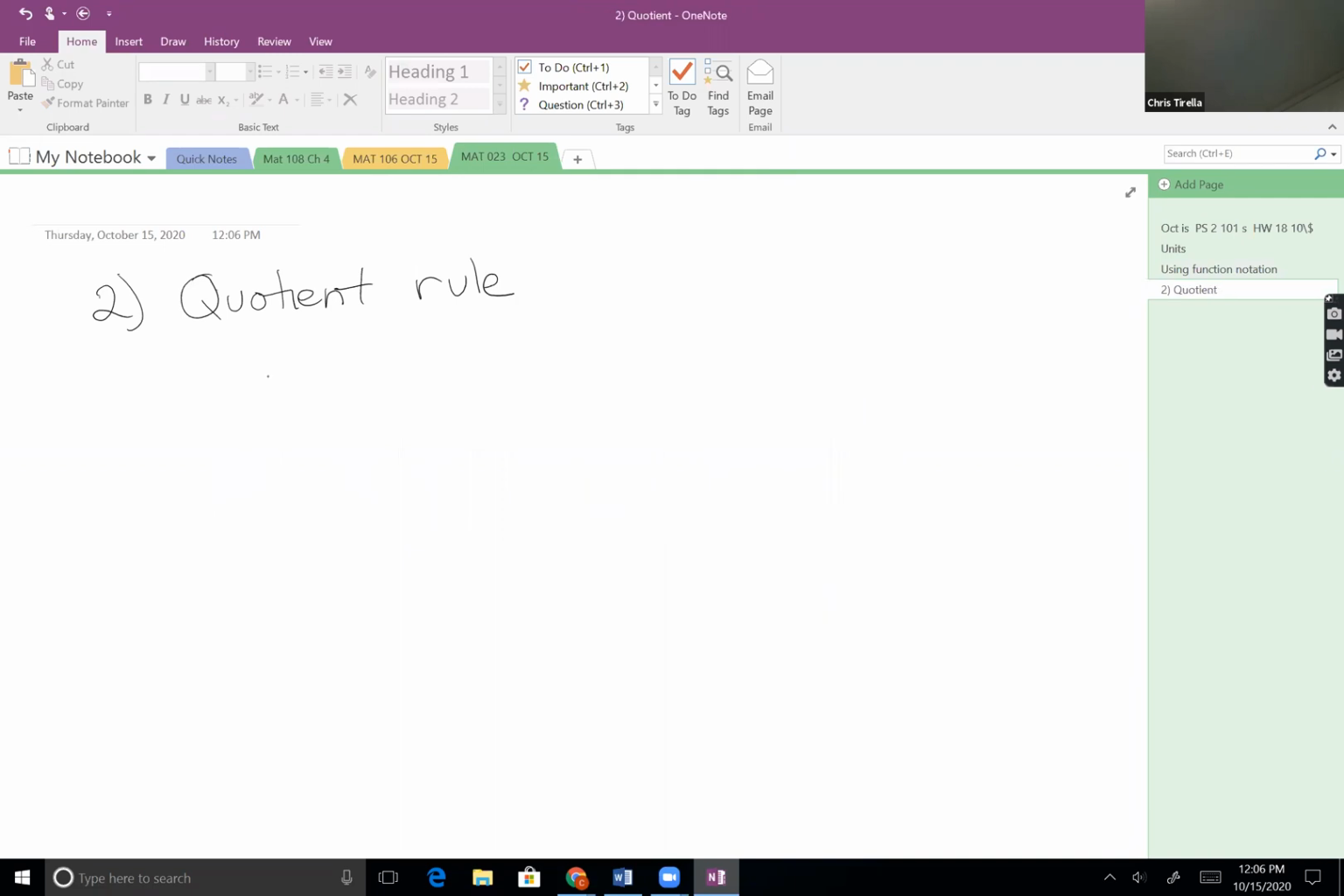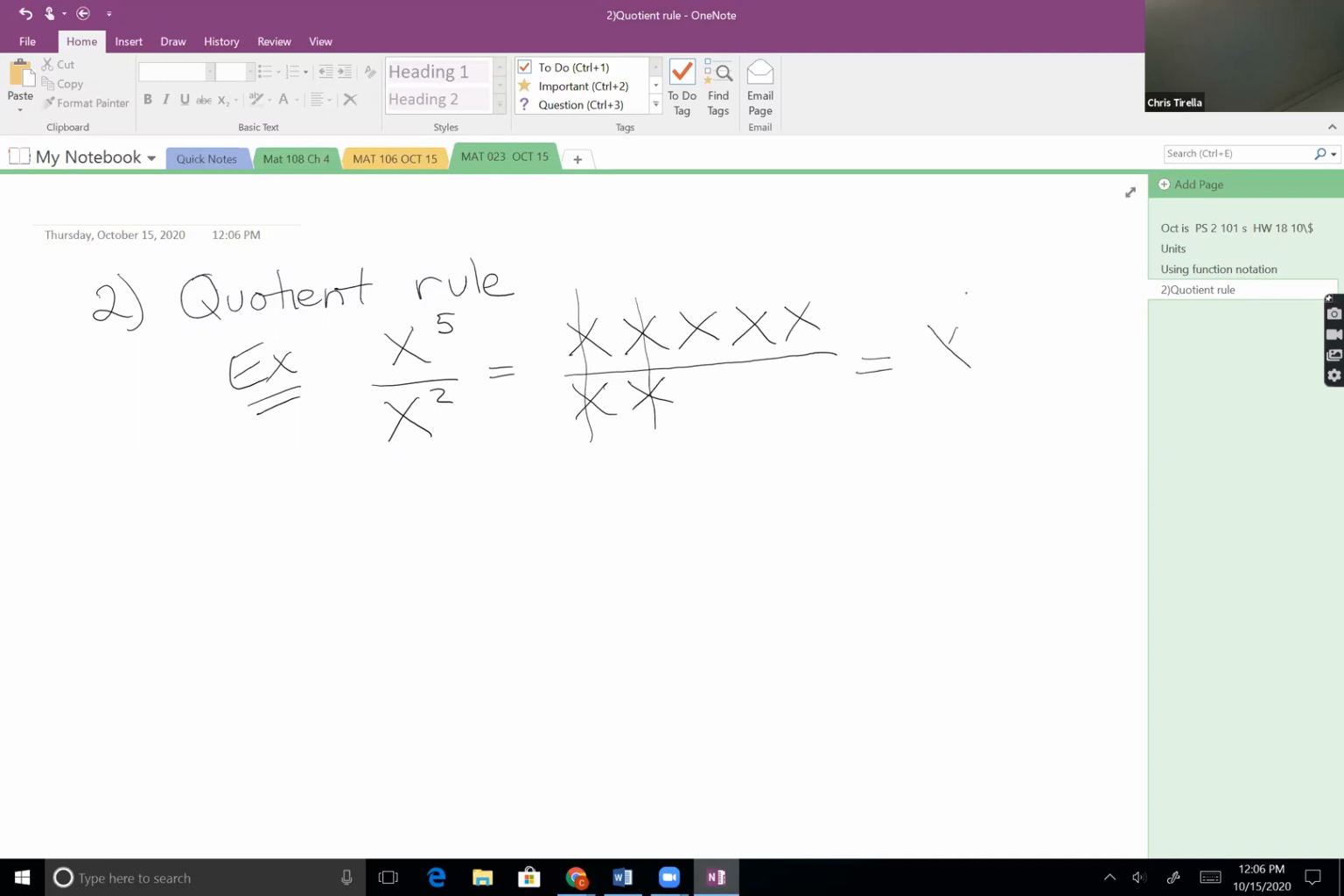And if I look at an example, something like x to the 5th over x to the 2nd, x to the 5th means in the numerator, I have 5 x's. X to the 2nd means in the denominator, I have 2 factors of x. When I divide out those common factors to reduce the fraction, I'm left with x to the 3rd in the numerator. X to the 3rd over 1 would be x to the 3rd.